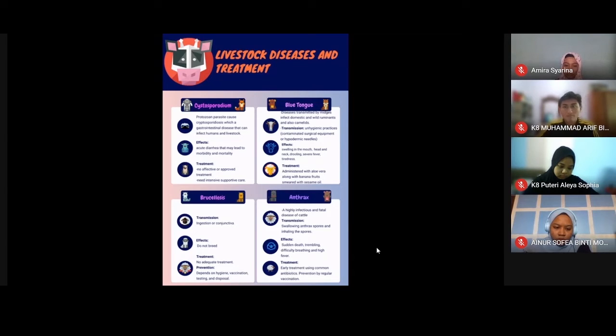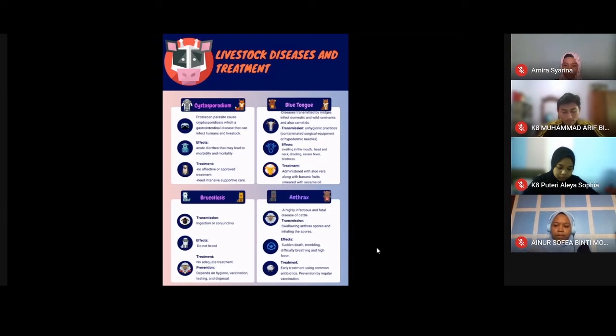For the next disease, we have bluetongue, which is a disease transmitted by midges, and it infects most of the domestic and wild ruminants, and also camelids. Right?